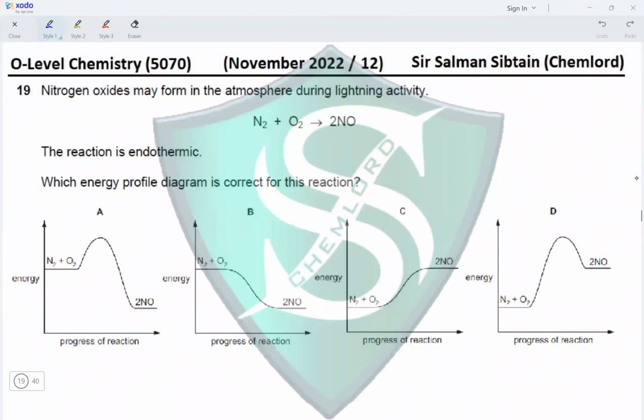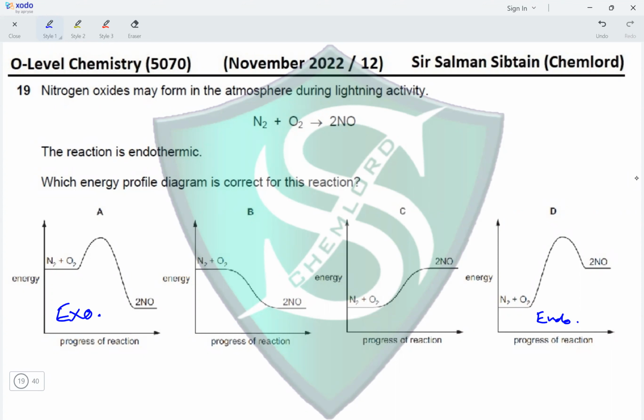Question 19. Nitrogen oxides may form in the atmosphere during lightning activity. N2 plus O2 gives 2NO. Okay. The reaction is endothermic. Which energy profile diagram is correct for this reaction? Okay. First of all, option A is an exothermic profile. So that is wrong. Option D is an endothermic profile.